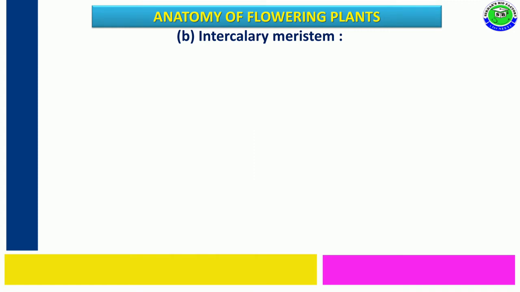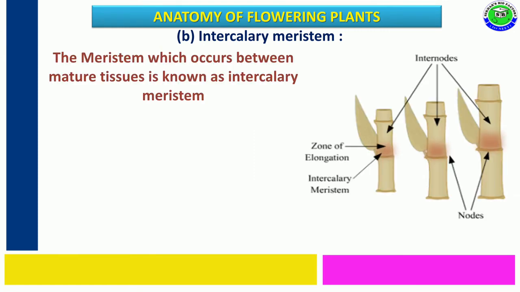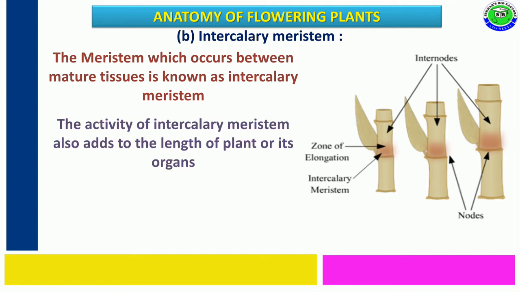The second type is intercalary meristem. During growth and development, some of the meristematic cells present in between matured or permanent cells are referred to as intercalary meristem. The main activity of this intercalary meristem is that it helps to add new cells in the stem axis, and it is also helpful for the length of the plant and increasing the size of organs in the plant body.